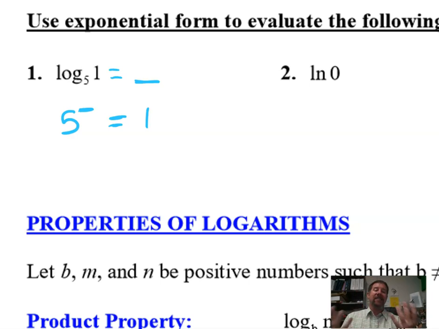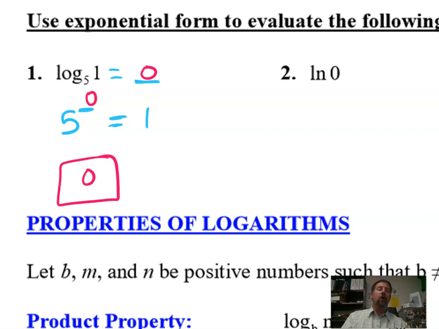Now we're just going to ask ourselves, 5 to what power equals 1? Hopefully after you think about it for a while, you're like, well, I know anything to the 0 power is going to equal 1. Therefore, my blank has to be 0. Or log base 5 of 1 is going to equal 0. That would be our answer.